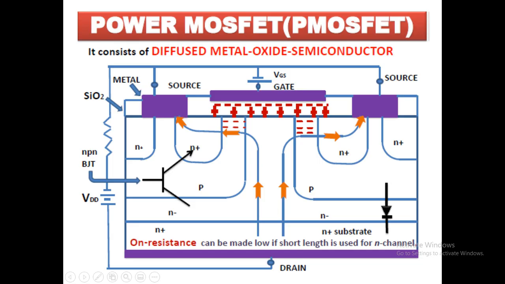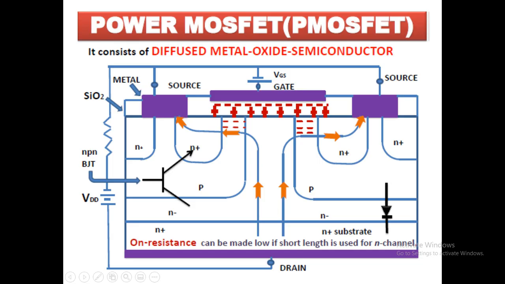The source layer consists of N plus layers, a heavily doped N layer, and in between we have the P substrate. The gate also has a SiO2 layer and metal contacts. We apply the drain-to-source voltage with drain positive and source negative, and we apply a positive gate voltage, positive to gate and negative to source, so that will induce positive charges on the outer side, and on the opposite side the channel is induced as a negative channel.